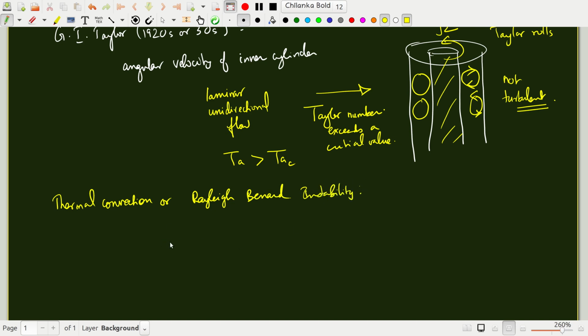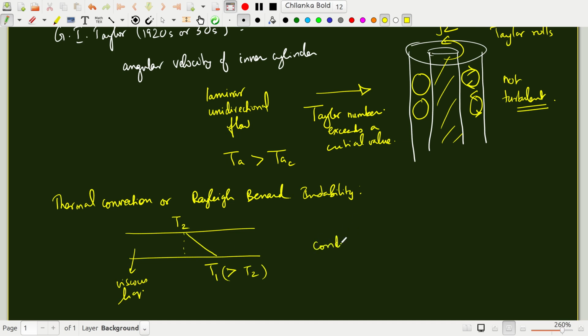Here what one has is very simple. You have two parallel plates. Let's say you fill some viscous liquid like an oil, and the bottom temperature is T1, the top temperature is T2, and T1 is greater than T2. So there is a temperature gradient in this direction. T1 is high, T2 is low. It's a linear temperature profile. This is the conduction state.